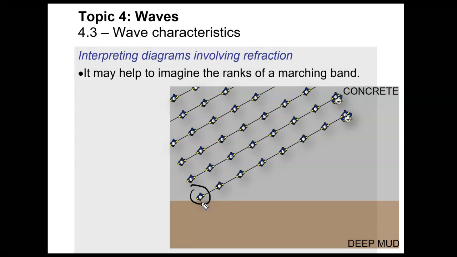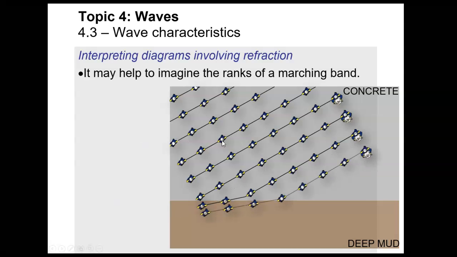So this guy is going to slow down while everybody else in line is still on the concrete and they're all walking at the same speed. So watch what happens. In the next step, this guy doesn't move as far, everybody else moves a lot farther, and so it causes a kink in the line. Then as time goes on, more and more people start entering the mud. The kink gets bigger and bigger. Notice that the spacing between the ranks gets smaller because now the members of the marching band can't move as fast.